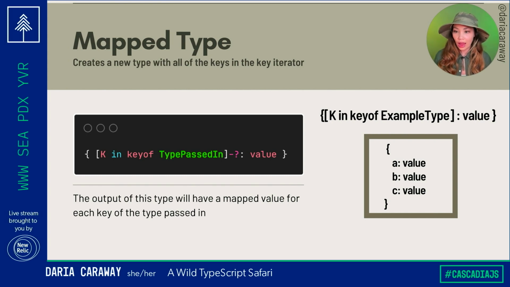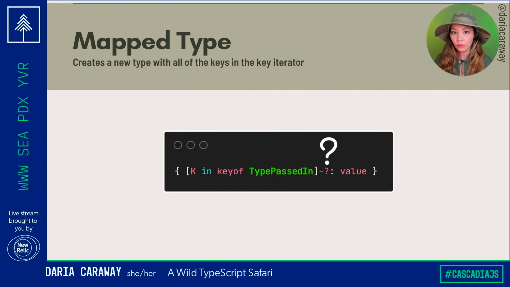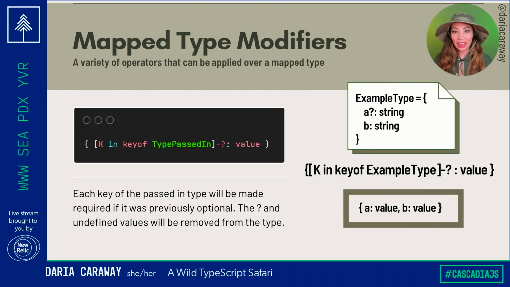So if we were to have our example type and map over all of the keys, we would get a new type with keys A, B, and C assigned to a new value. Now that's all great, but what is this minus question mark, dash question mark? This is not something that you see too often. And quite honestly, when I first saw this in TypeScript, I was like, that can't compile. That can't be right. What is that? That doesn't mean anything. Well, it turns out that it does.